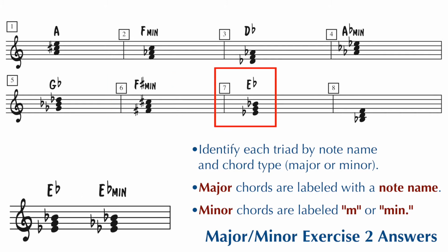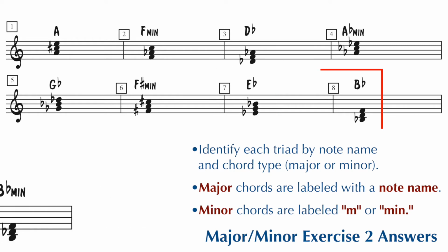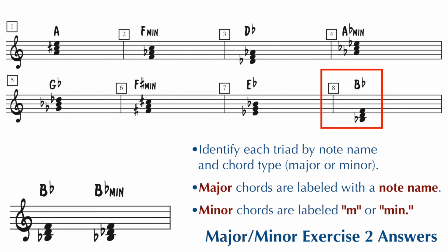Number 7, E flat major, E flat, G, B flat. E flat minor would be E flat, G flat, B flat. And number 8, B flat major, B flat, D, F. B flat minor would be B flat, D flat, F.